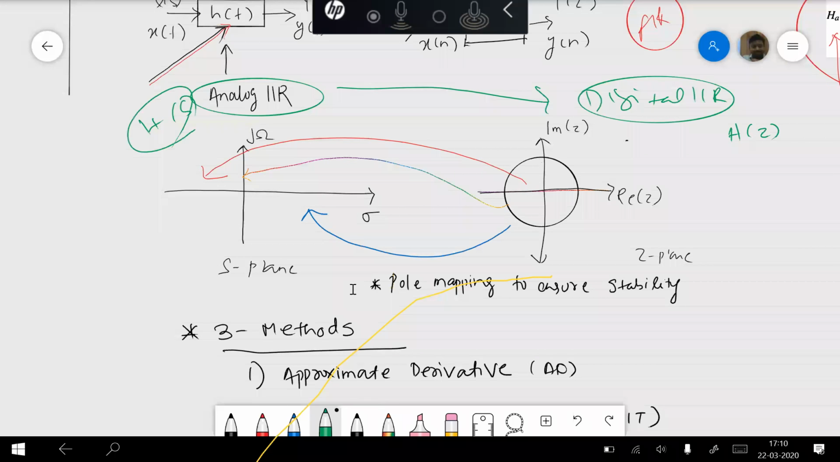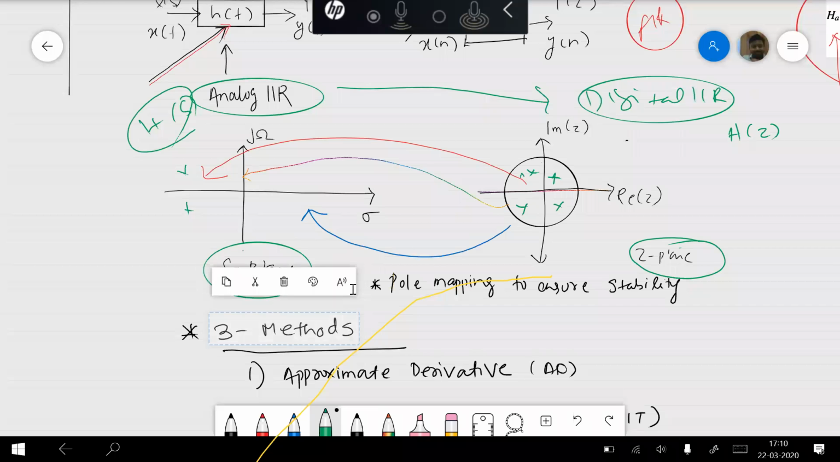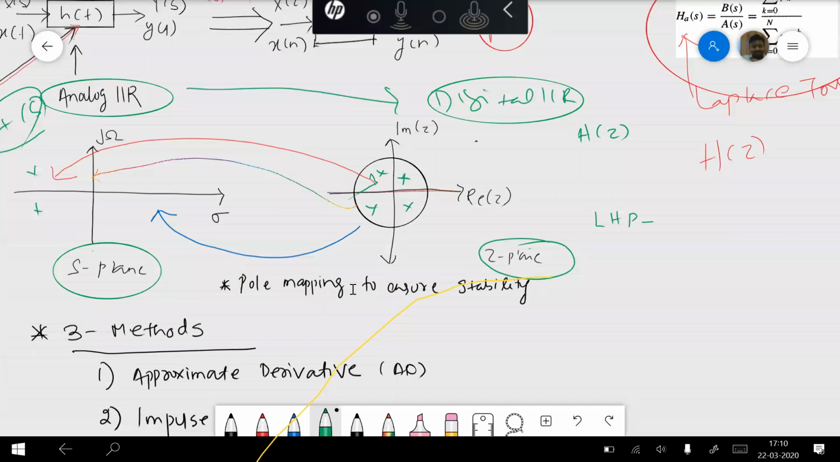Correct? So we know that an analog system is stable when the poles lie at these points, in the left half of the S plane. This is the S plane, and this is my Z plane. And we know that a digital system is stable when all my poles are inside this unit circle. So the pole mapping says that an analog filter can be converted to a stable digital filter if the left half of the S plane maps inside the unit circle. So mapping is left half of S plane should map inside unit circle.